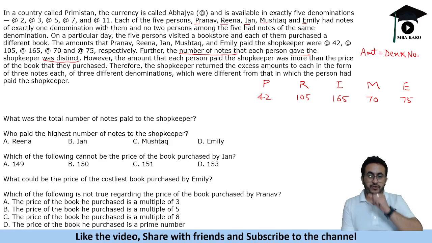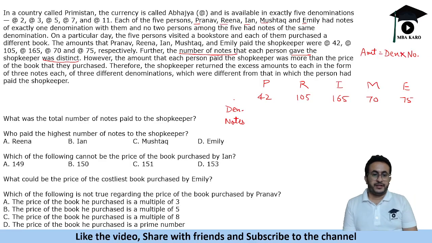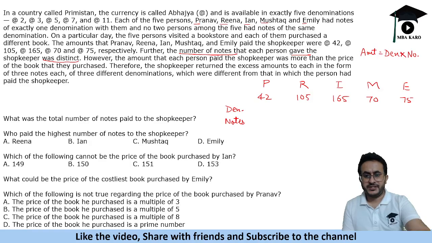Okay, so now they have the denomination, and the number of notes, how many notes they had, right? So that is given here, and then some more information is given.